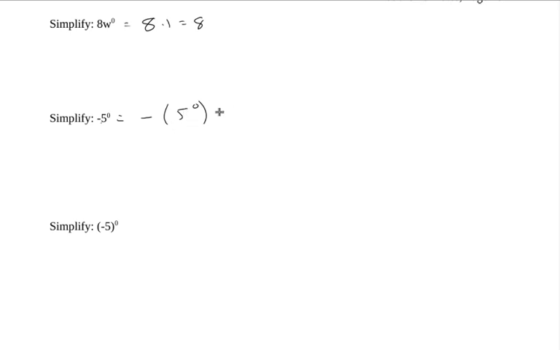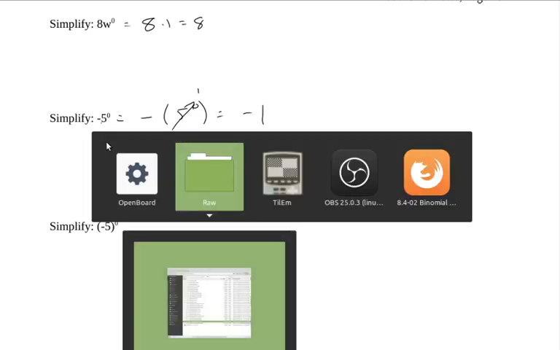And 5 to the 0 is 1. This part right here is 1. So we end up with a negative 1. If you type this into your calculator, you'll notice that you do end up getting this.